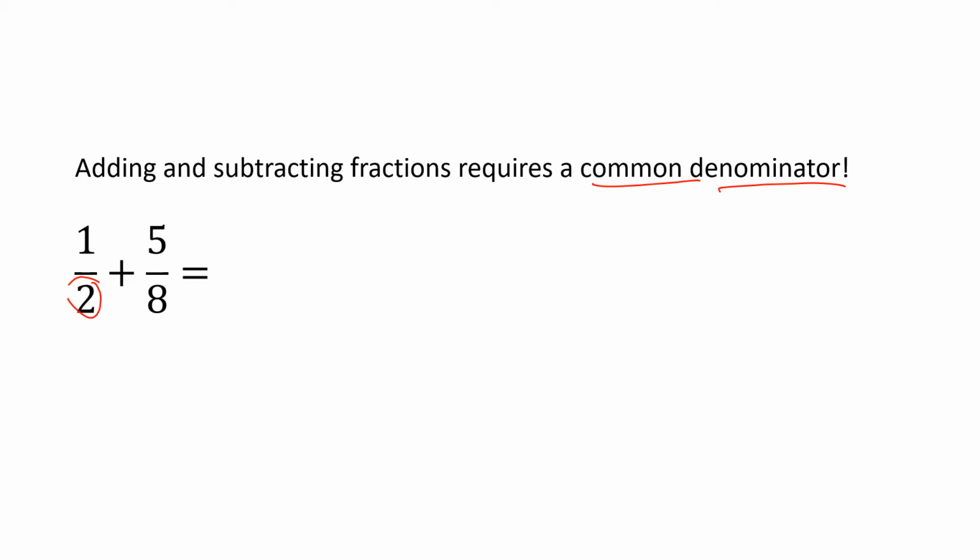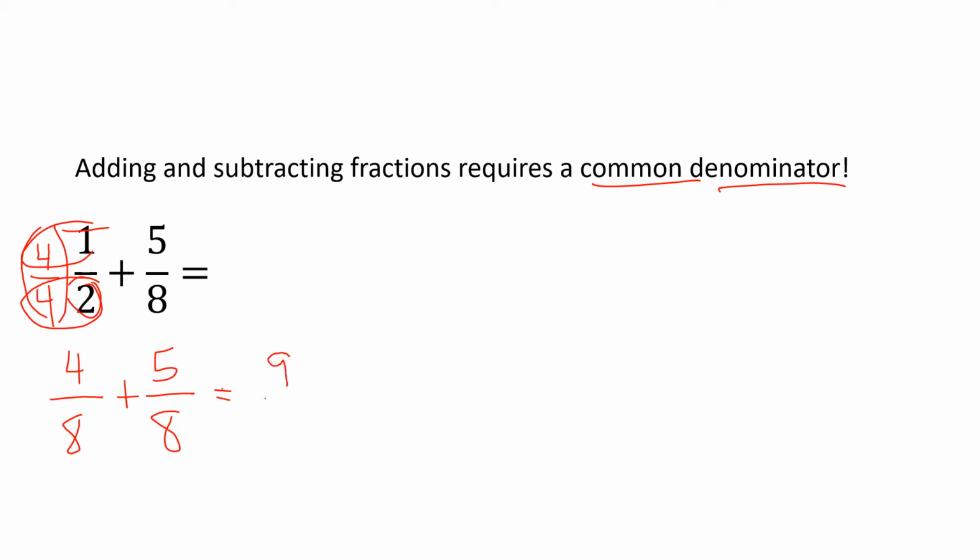Just remember that whatever you do to the bottom, you have to do to the top. So I'm going to come over to this first fraction, and I'm going to multiply by 4 over 4. So what's going to happen is on the top, 4 times 1 is 4, and on the bottom, 4 times 2 is 8. Now we can add these fractions together. 4/8 plus 5/8 equals 9/8. I'm not worried about improper fractions. In fact, that's exactly how I want to leave my final answer.